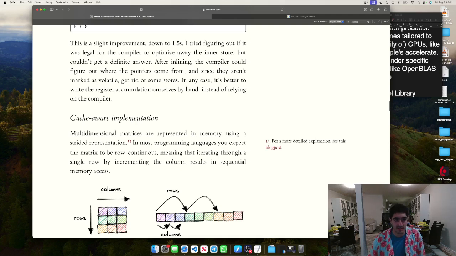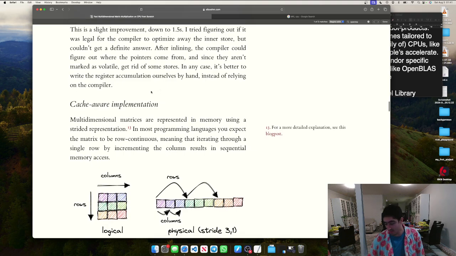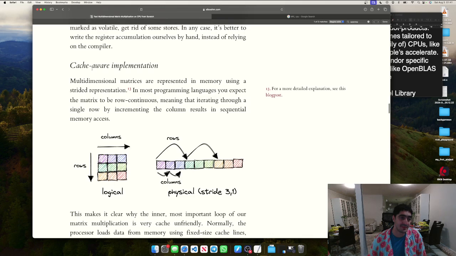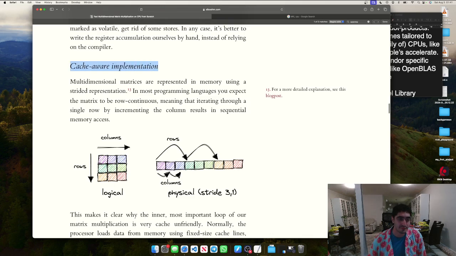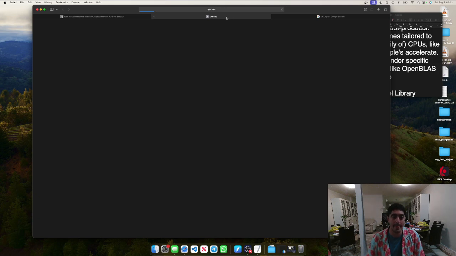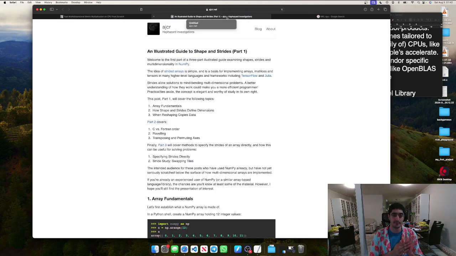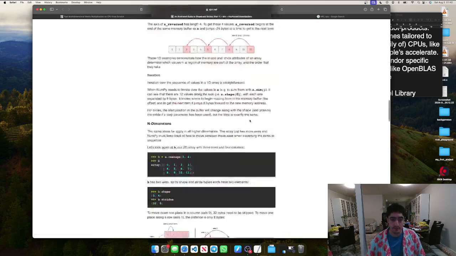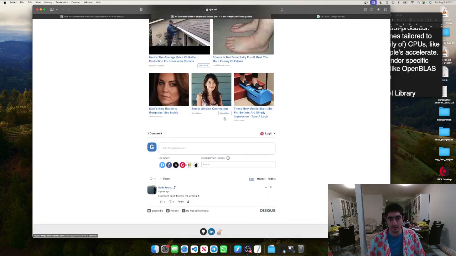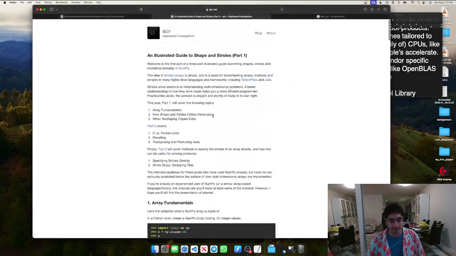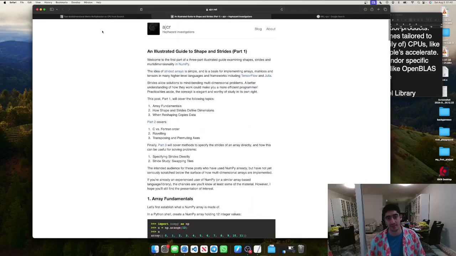What? It's better to write the register accumulation ourselves by hand? Oh. Anyways, cache-aware implementation. Multidimensional matrices are represented in memory using a standard representation. For a more detailed explanation, dude, I'm itching to read this. Okay, this is going to be the next video. Please load. Damn, ugly feet. But damn, this is the next video.